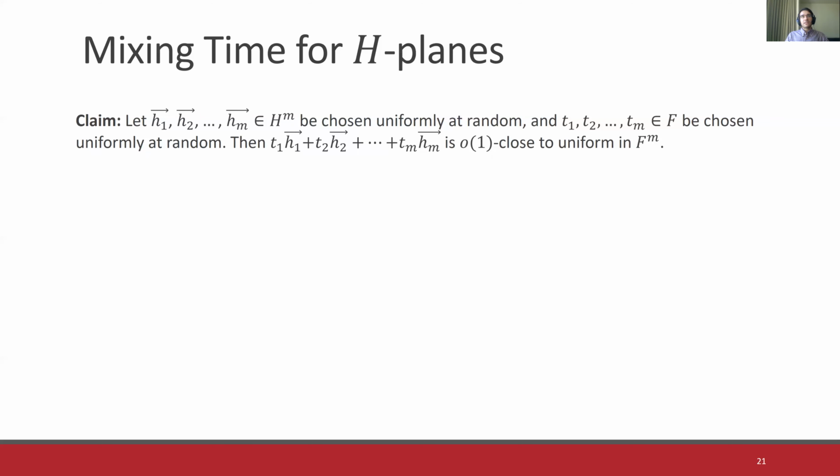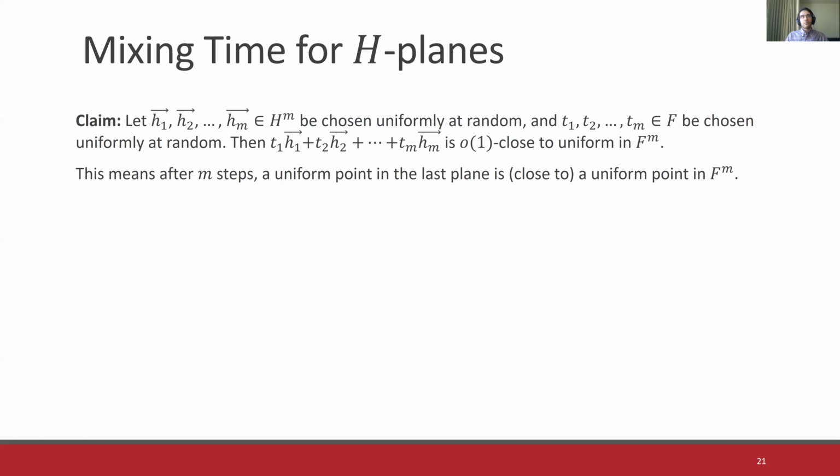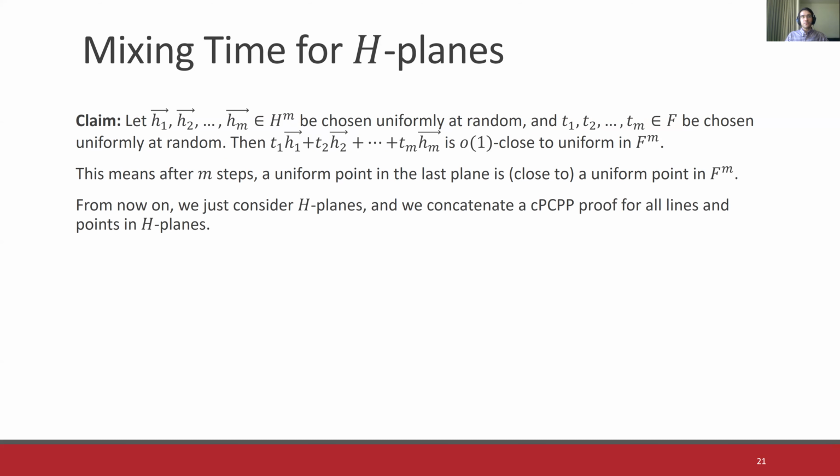So this claim says that if we continue the random walk for M steps, then a uniform point in the last plane is very close to a uniform point in the entire hypercube F to the power M. So it means that we can make sure that after M steps, the last plane is somehow close to a uniform plane in the entire space. And remember that a uniform plane is very, very close to being a non-corrupted plane, because we know that the entire word is close to a code word.